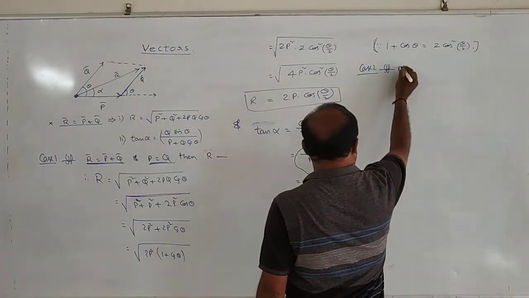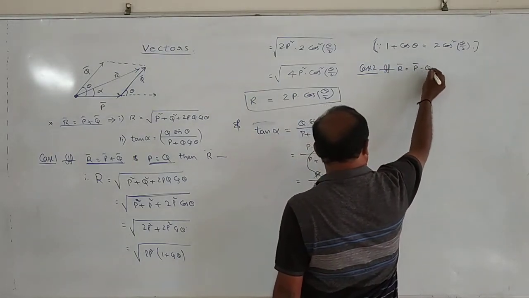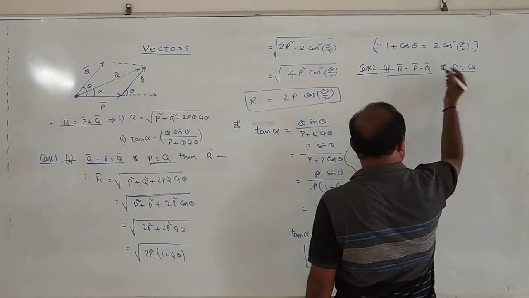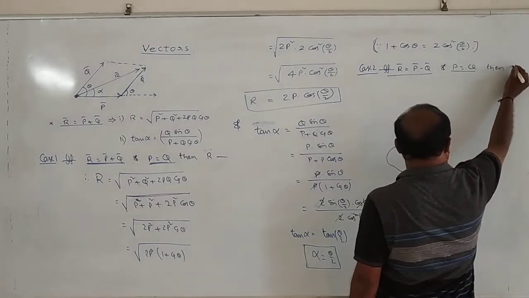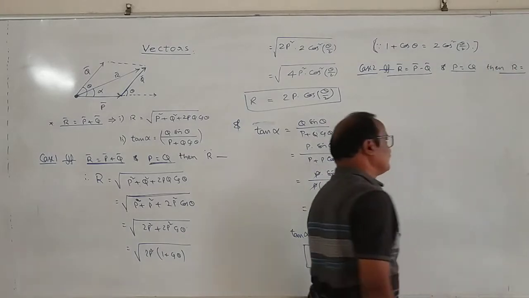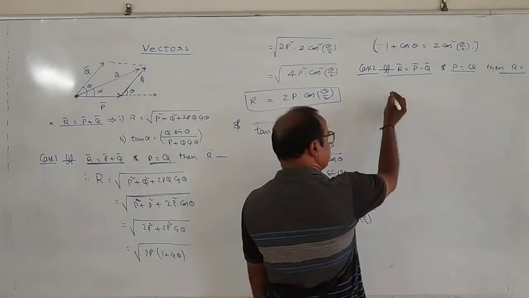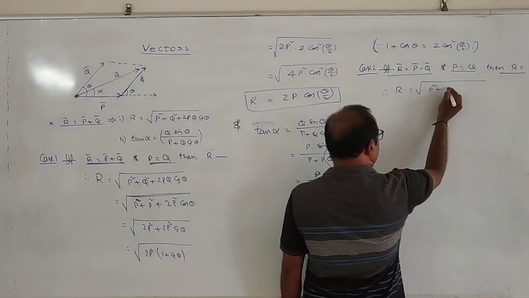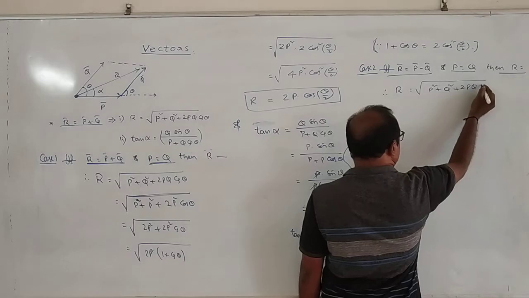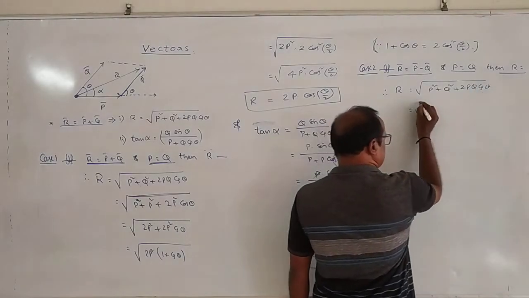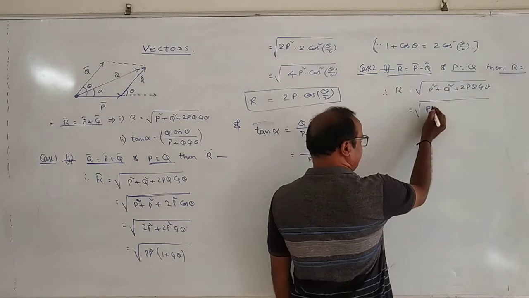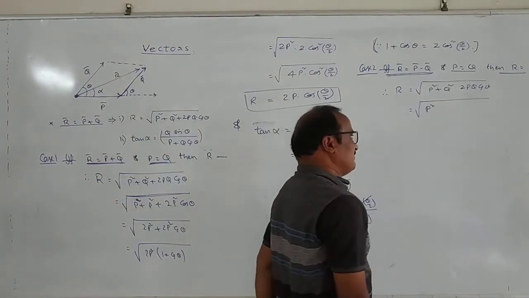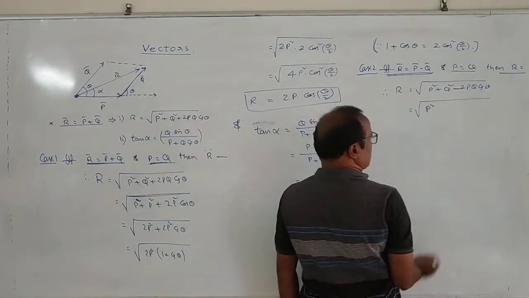Suppose R bar is equal to P bar minus Q bar and P is equal to Q, the magnitude of both the vectors is the same. Then find the magnitude of the resultant. What is the magnitude of the resultant? See here, R is equal to root of P square plus Q square plus 2PQ cos theta. If R bar is equal to P bar minus Q bar, then R is equal to root of P square plus Q square minus 2PQ cos theta.